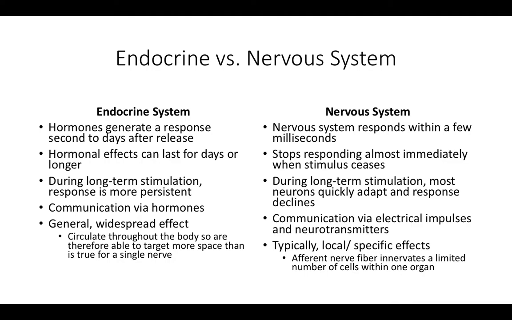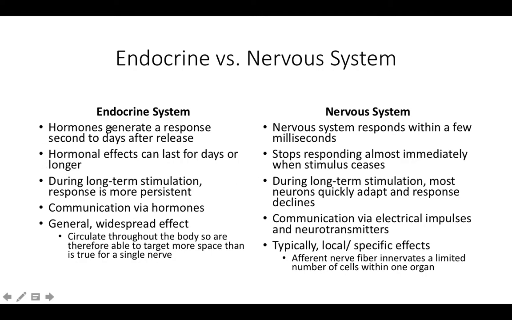Okay, so contrasting the endocrine and the nervous system, we talked about this difference already, right? The endocrine system communicates through the use of hormones, and the nervous system communicates through the use of electrical impulses and then neurotransmitters. Some differences between them that we haven't touched on yet.